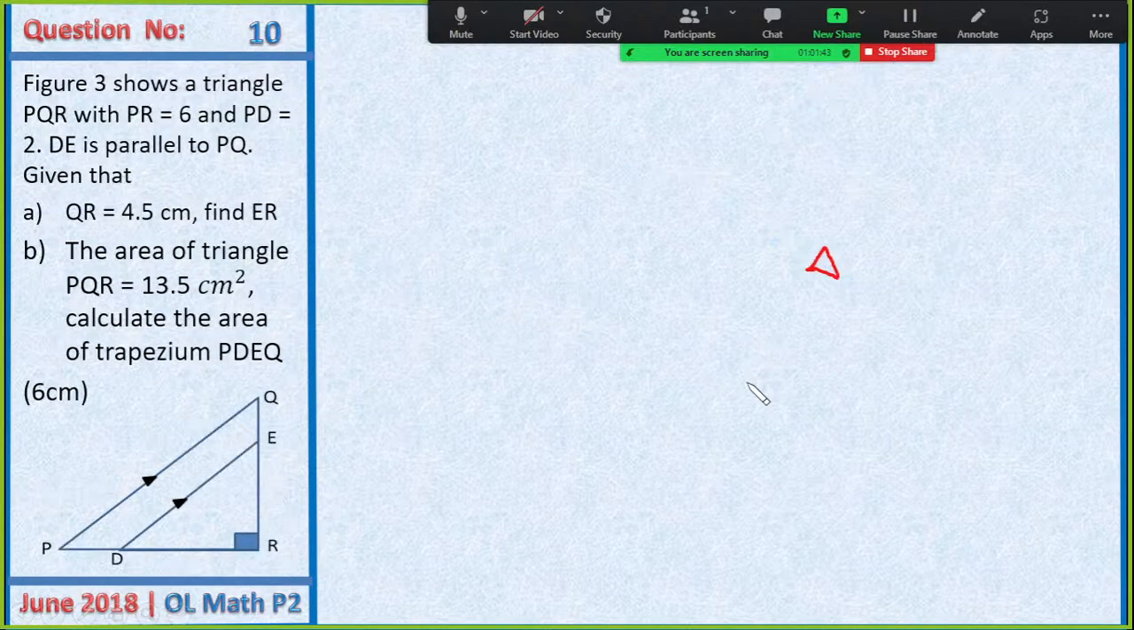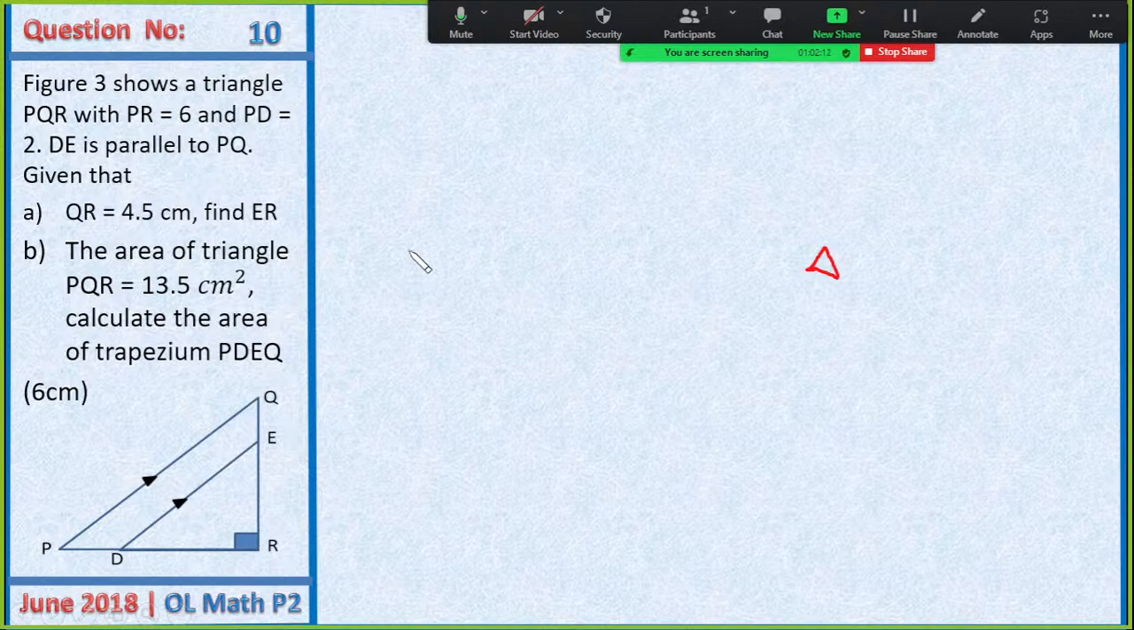Question 10. Figure 3 shows a triangle PQR with PR equals 6 and PD equals 2. DE is parallel to PQ. Given that QR is 4.5 centimeters, find ER.